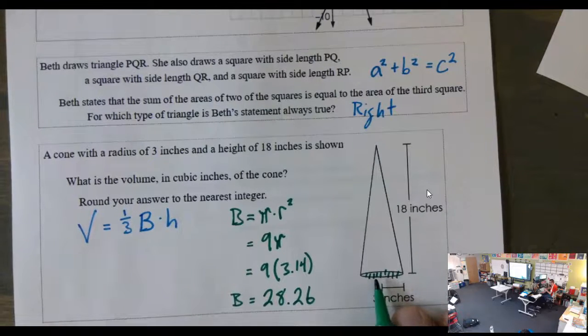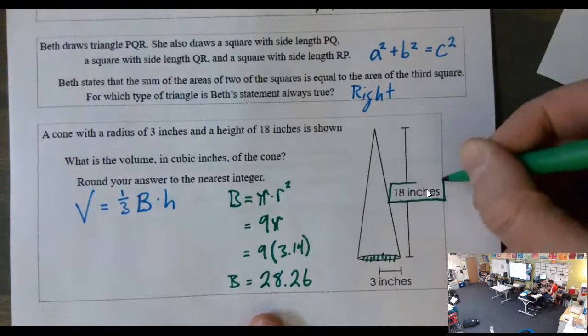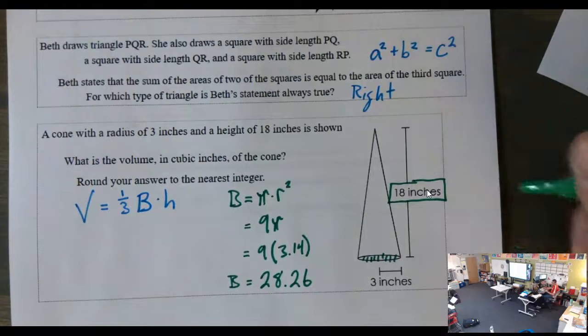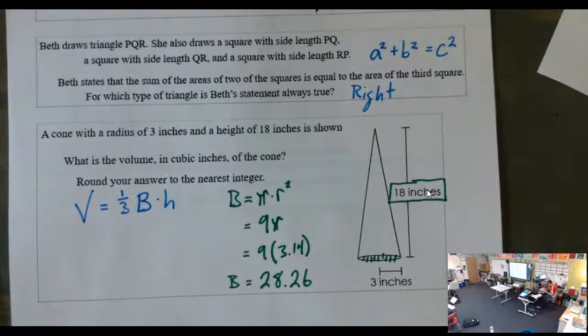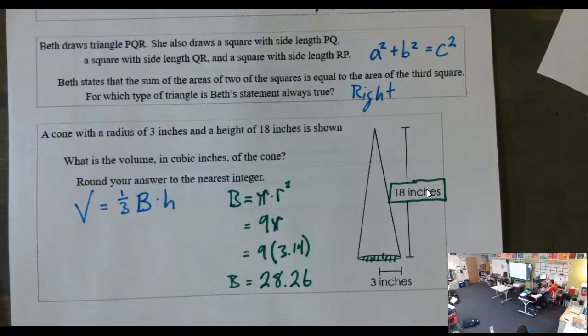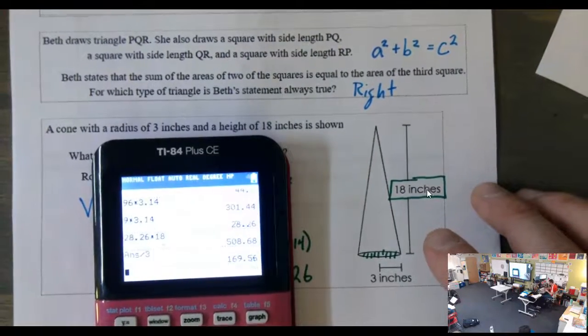28.26. But that is the base area, the big B. We need to take that, multiply by the height, and then divide by 3, or we can multiply by 1/3. So go ahead and try that on your own. If you don't have a calculator, you might as well just grab one to practice this. 28.26 times that 18 for the height, and then we will divide it by 3. If you use the pi button, it's 2/7.